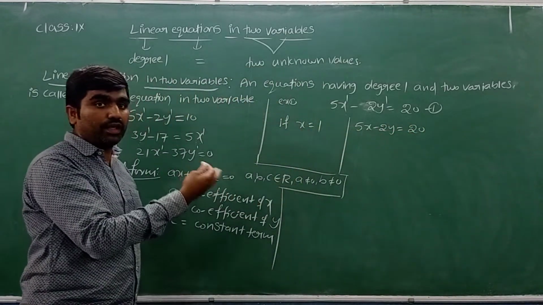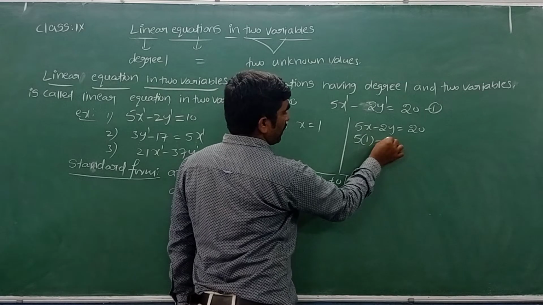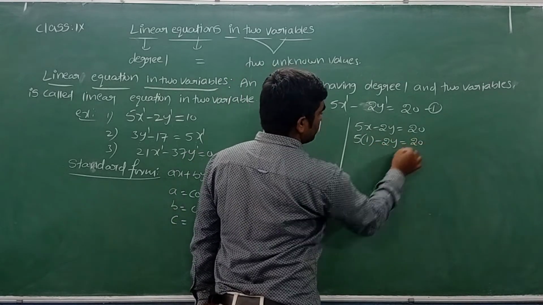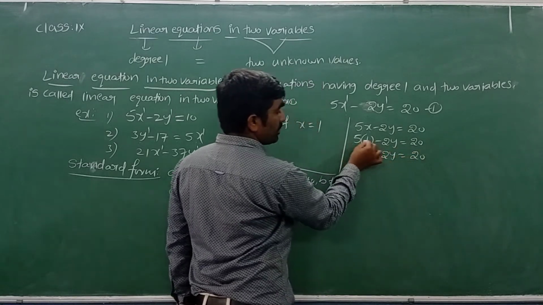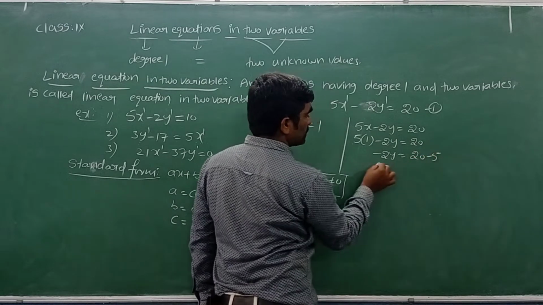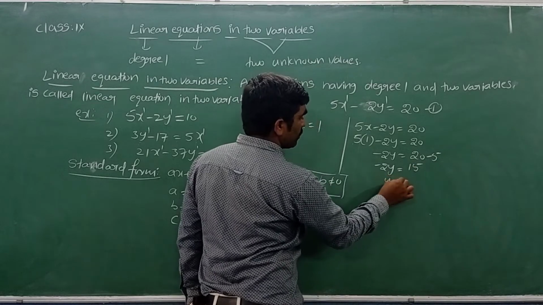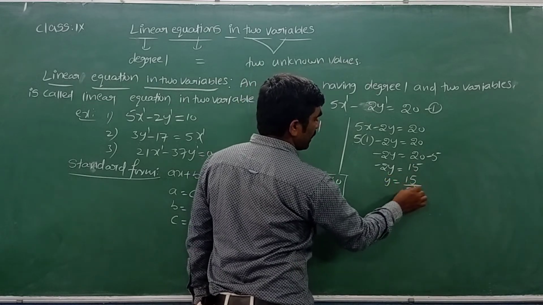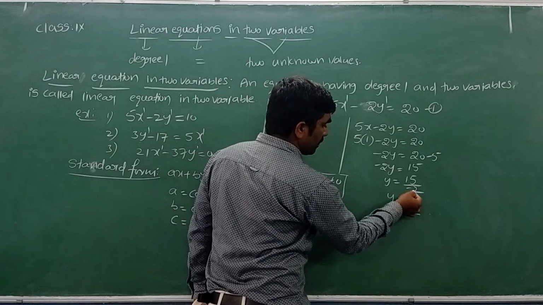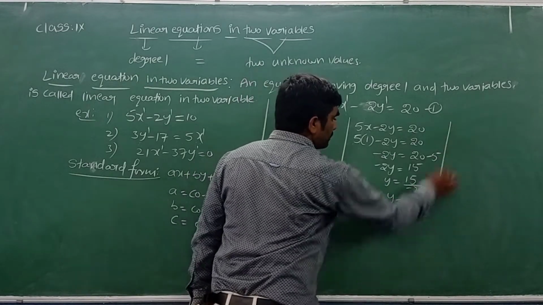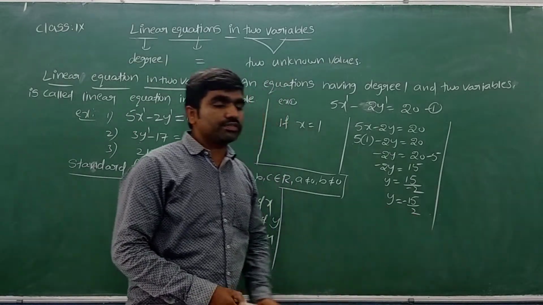Not only 1, you can take any value. Let me take 1 here. In the place of x I am taking 1: 5 minus 2y is equal to 20. So 5 ones are 5, minus 2y is equal to 20. Transposing the 5, minus 2y is equal to 20 minus 5, which is 15. So y is equal to 15 divided by minus 2. The denominator should not be negative, so we write the minus symbol in the numerator. By taking x value 1, I got y value minus 15 by 2.